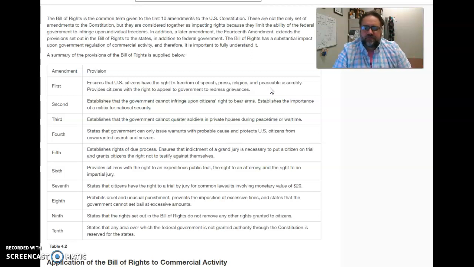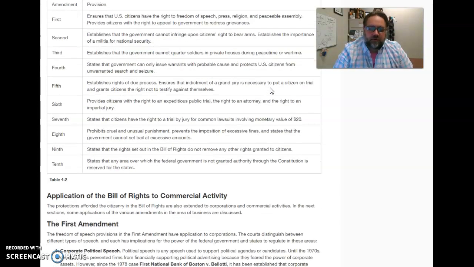A few more minutes. The Second Amendment establishes government cannot infringe upon its citizens the right to bear arms. Pretty well known. You have a right to keep and bear arms. Third, government cannot quarter soldiers in private houses during peacetime or wartime. Fourth, states that government can only issue warrants with probable cause. They have to have a reason to go get a warrant to get in your business. Fifth, establishes the right of due process. You have a right to appear before a judge. You have a right to a jury of your peers.